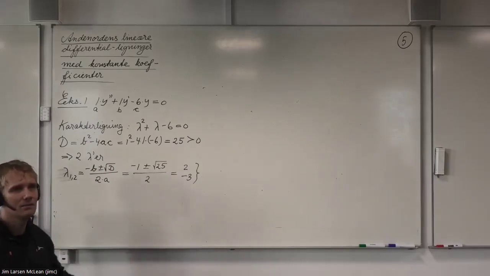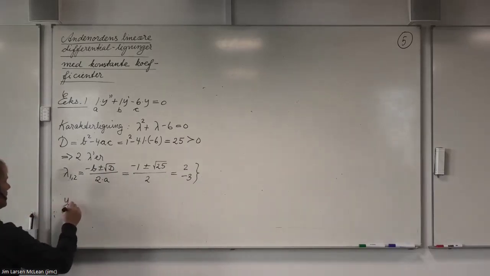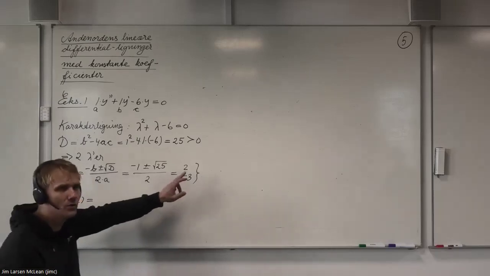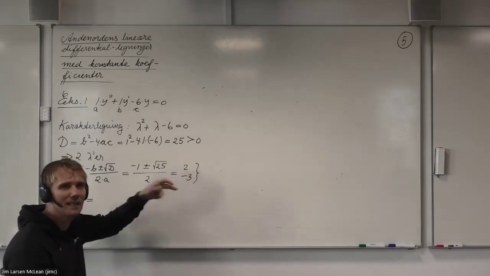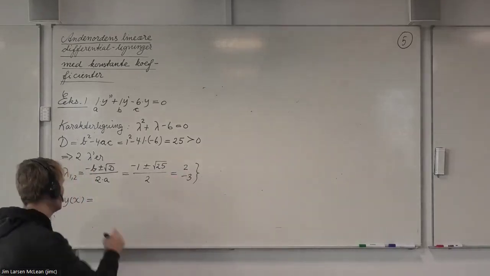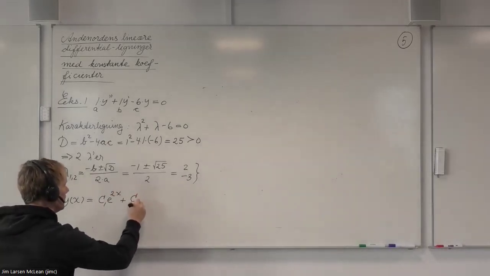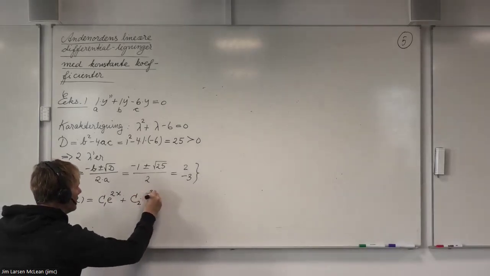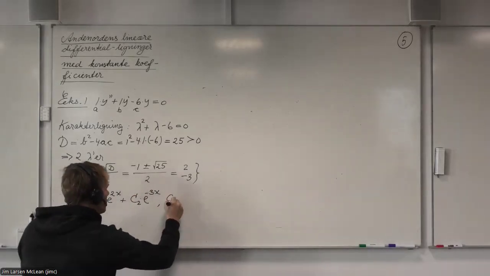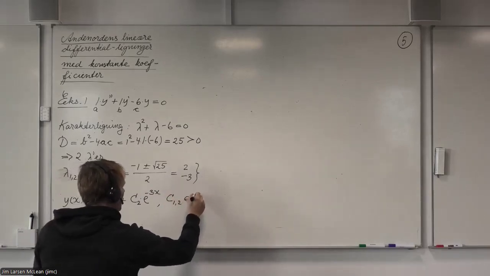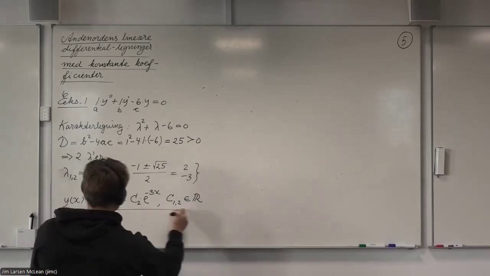So I'm done. Now I can just write down the solution. I have the solution to the differential equation. It is all linear combinations of 2 solutions, namely e to the power of 2x and e to the power of minus 3x. So it's c1 e to the power of 2x plus c2 e to the power of negative 3x, where c1 and c2 can be arbitrarily chosen numbers. Here is the complete solution.